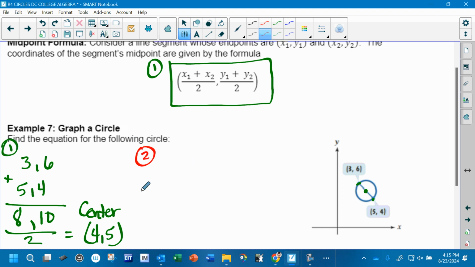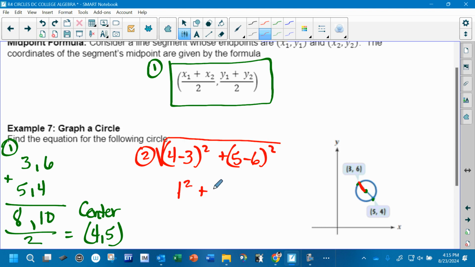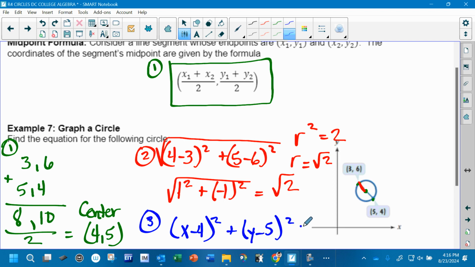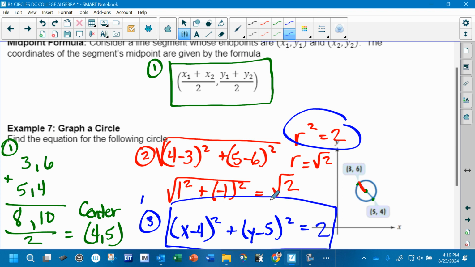Step 2, using your center and one of these points, find the length of your radius. So 4 minus 3 squared, 5 minus 6 squared, take the square root, 1 squared plus negative 1 squared. 1 plus 1 is 2, so the square root of 2. So if my radius is the square root of 2, then my radius squared is just 2. So now the next step is to write the equation. x minus 4, because I have to take my center, y minus 5 equals 2, because the formula is x minus h squared plus y minus k squared equals r squared. So here is the equation to that circle.